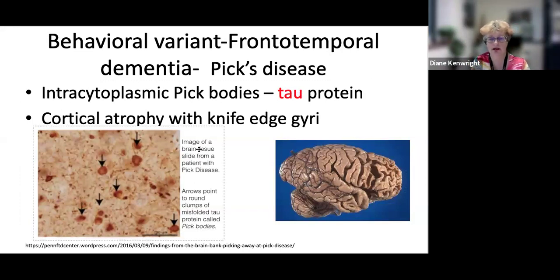So this is immunohistochemistry. It forms these round blobs, right? And Pick bodies still kill the neurons. They kill the neurons here, particularly in the frontal lobe. The frontal lobe is, of course, where you get executive function and behavior control, and that's why people have abnormal behavior. Okay, that was Pick's disease.